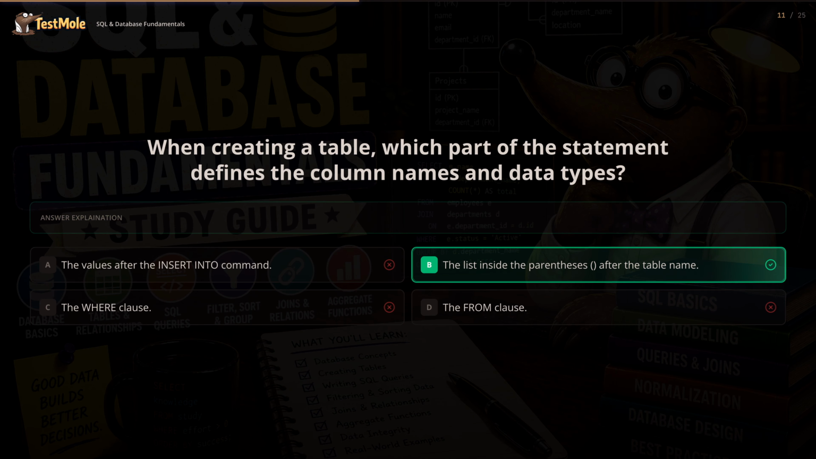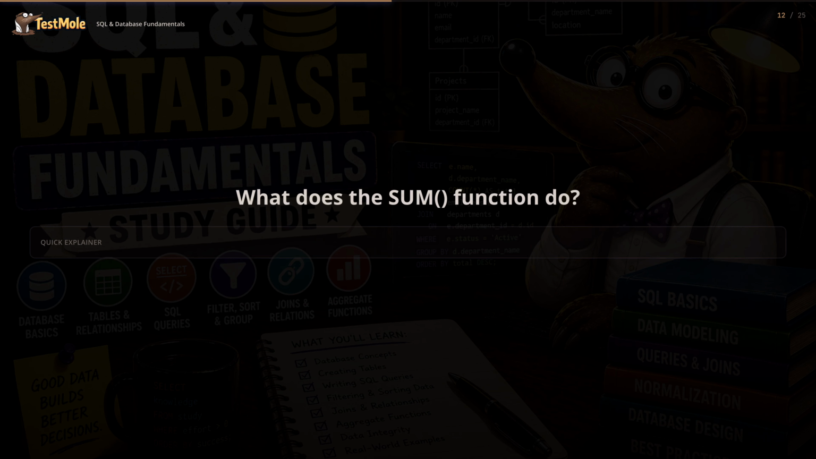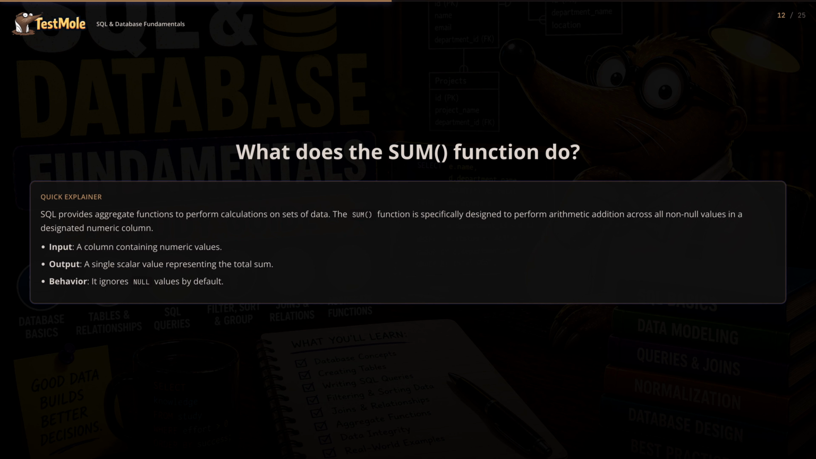What does the SUM function do? SQL provides aggregate functions to perform calculations on sets of data. The SUM function is specifically designed to perform arithmetic addition across all non-null values in a designated numeric column. Input, a column containing numeric values. Output, a single scalar value representing the total sum. Behavior, it ignores null values by default.